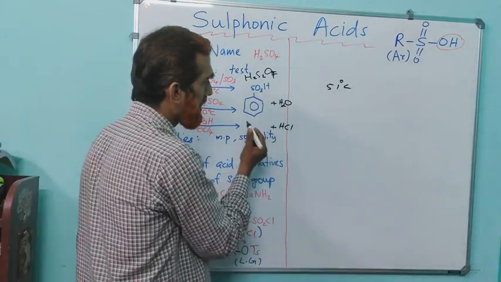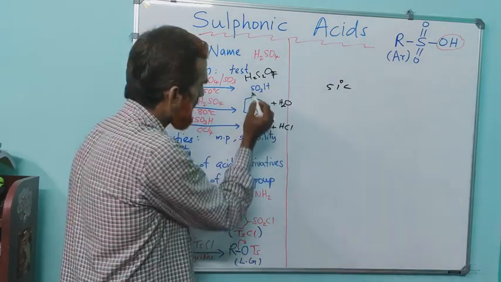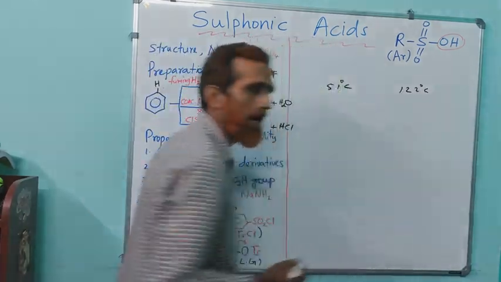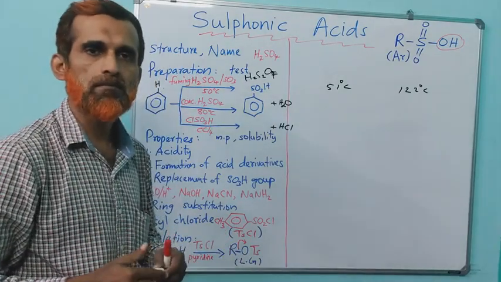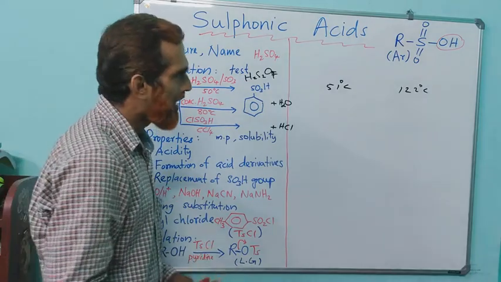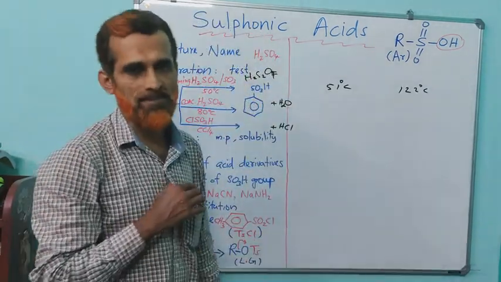Compare it with benzoic acid. What is that? We already discussed. Here COOH. It has a high melting point. How do you account for this? Anyone? If you compare, benzoic acid has a higher melting point compared to sulfonic acid.